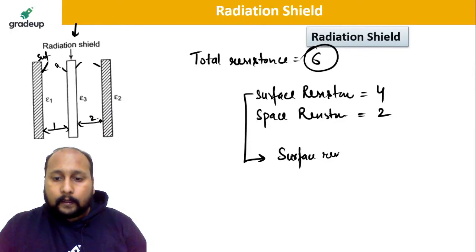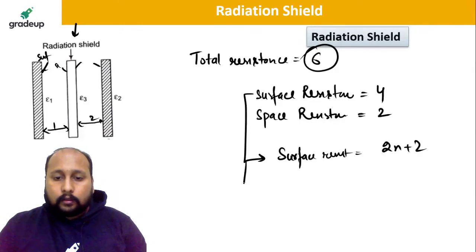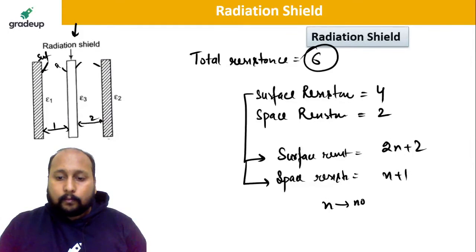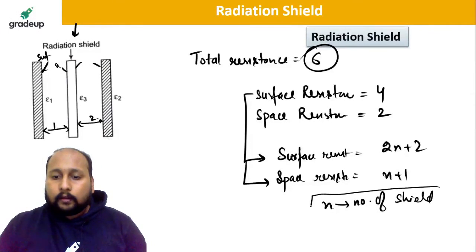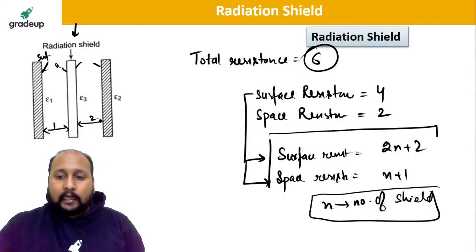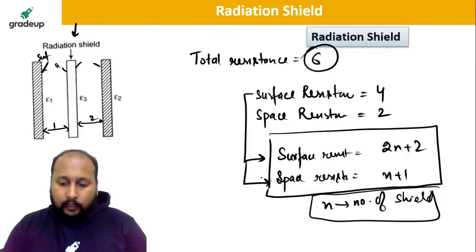Surface resistance is equal to 2n plus 2. Space resistance is equal to n plus 1, where n is the number of shields. By using this formula you can directly calculate the number of resistances. Fine, let me give you an example.